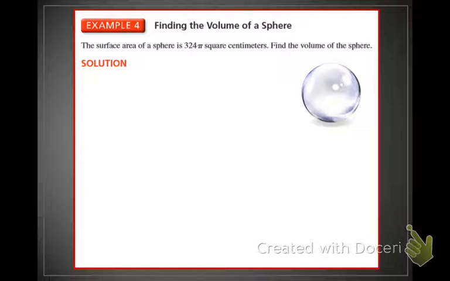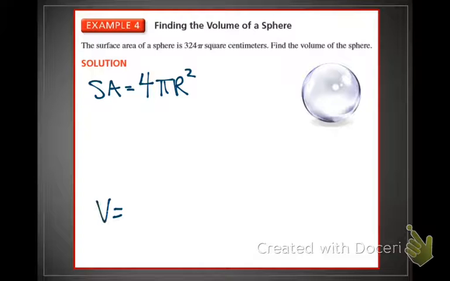The surface area of a sphere is 324 pi square centimeters. Find the volume of the sphere. So let's think about this. What is the surface area formula? That's the volume formula. Surface area is 4 pi r squared. I already got it up here, guys.